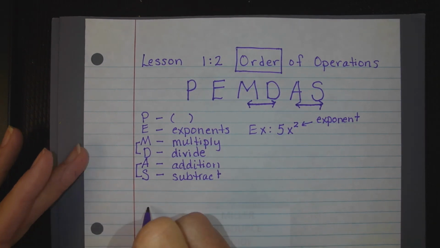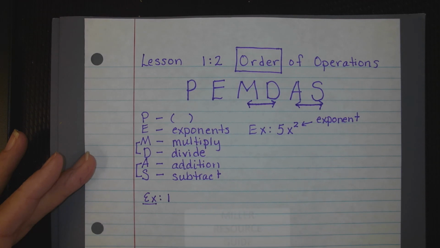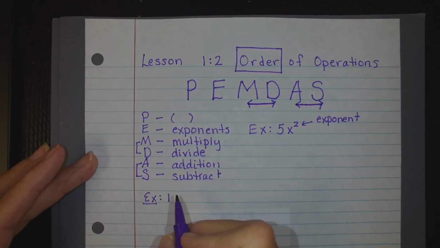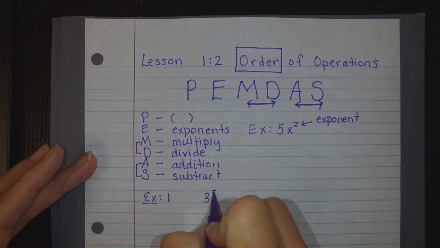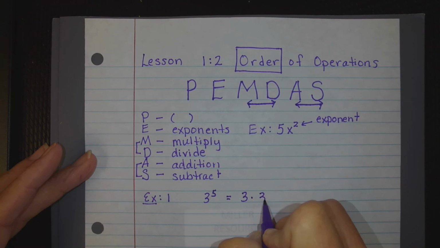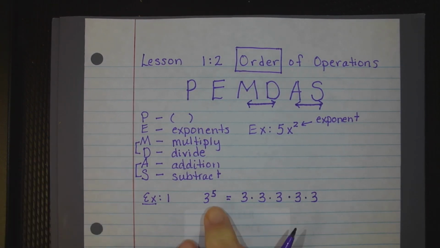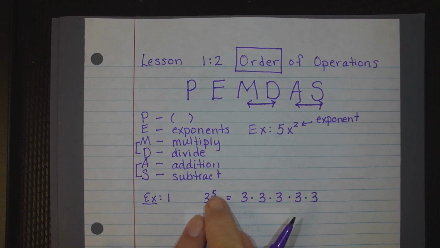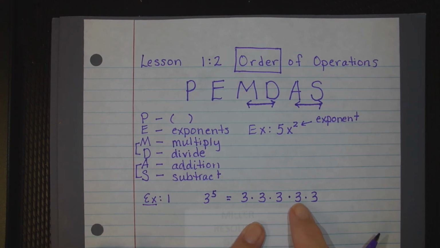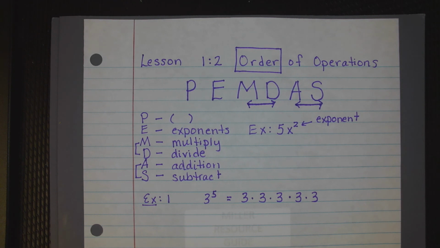Okay. And let's start out with some examples. I am following the book. So I'm going to start out with example number 1, which is 3 to the 5th power. Please remember the exponent tells you how many times you want to write that number. 3 to the 5th power, 3 times 3 times 3, 5 times. Okay, and you do the math.